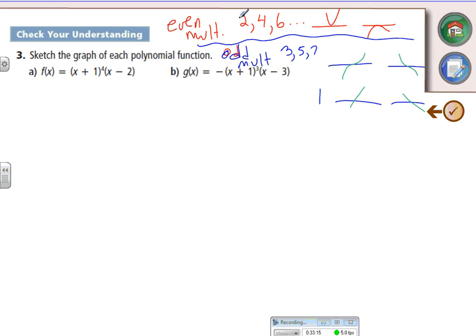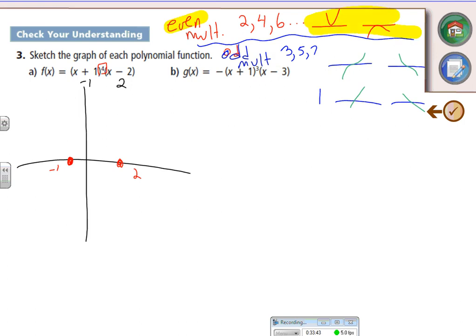All right, let's quickly sketch this one up. We've got a zero at negative 1 and a zero at 2. Let's put those on. Negative 1 and 2. We've got a multiplicity of 4. That means at the negative 1, it's going to be even, so it's going to be one of these ones.